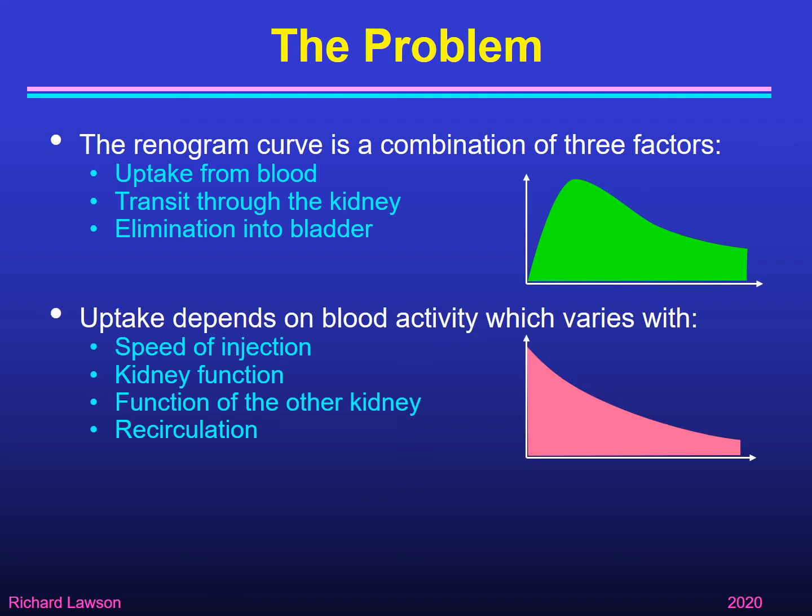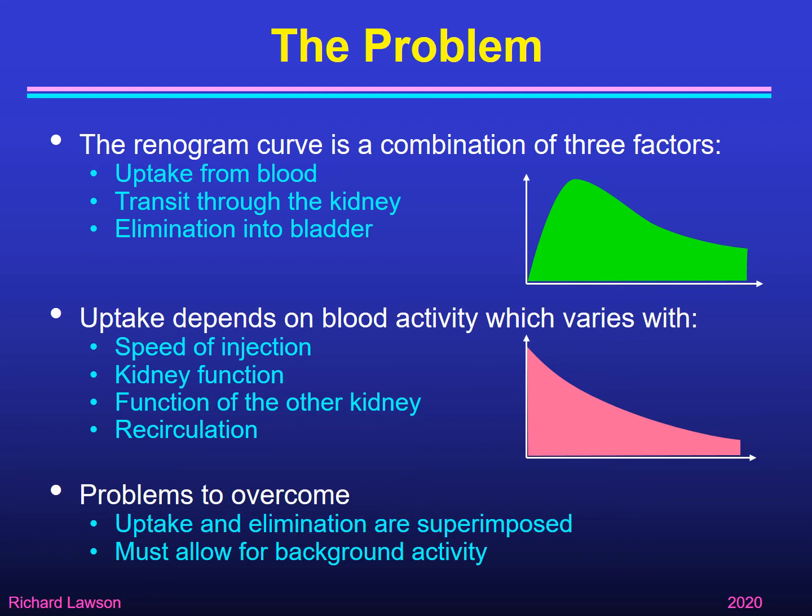So the uptake depends on the blood activity, and the blood activity varies with the speed at which we give the injection, the function of that kidney and the function of the other kidney, and recirculation of tracer that isn't taken up coming back into the blood for a second and third and fourth time. So the problems that we have to overcome are first of all that uptake and elimination are superimposed in the renogram curve, and then also we've got to allow for background activity.